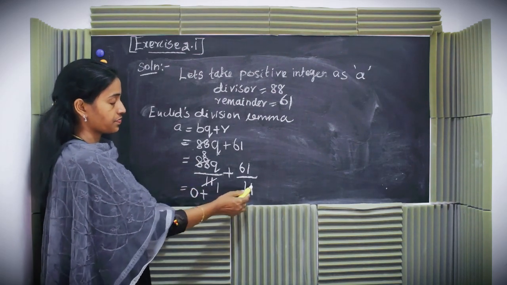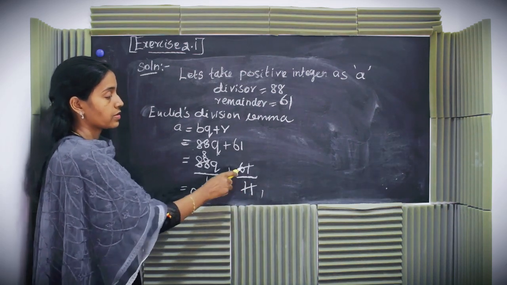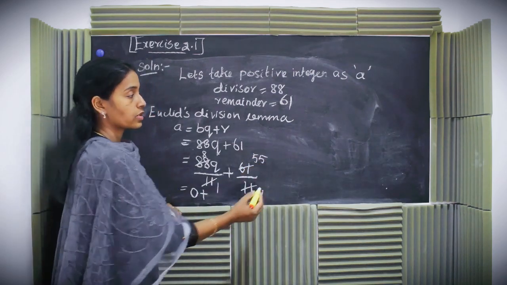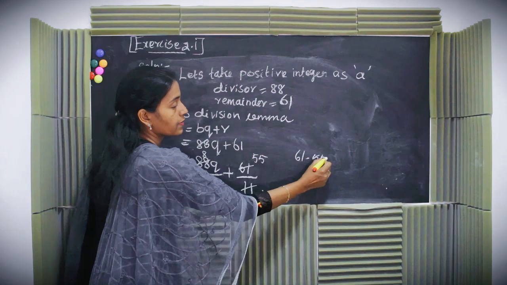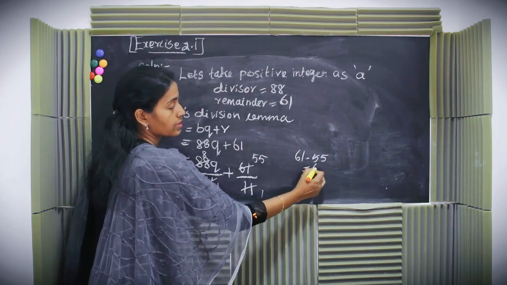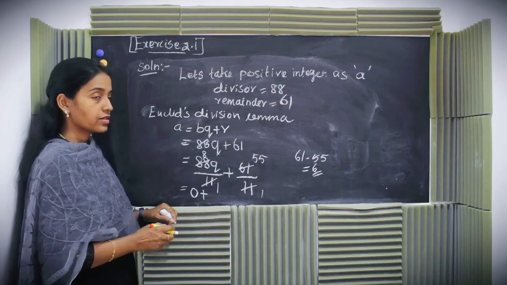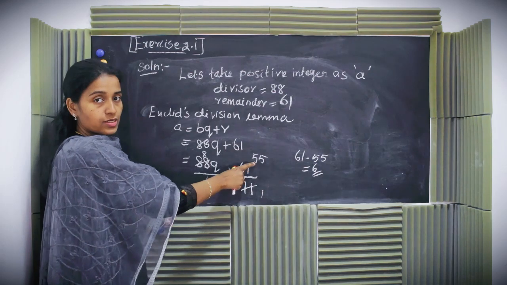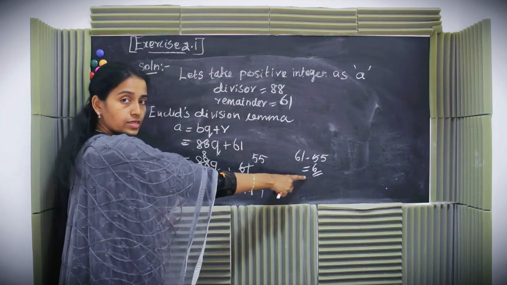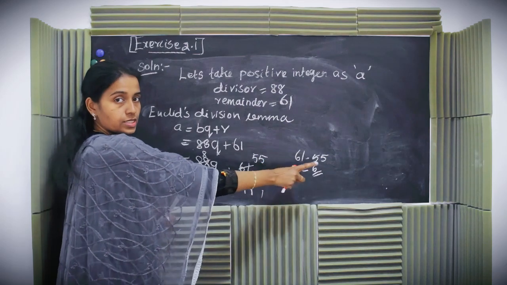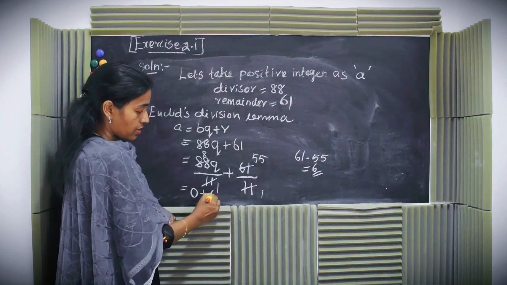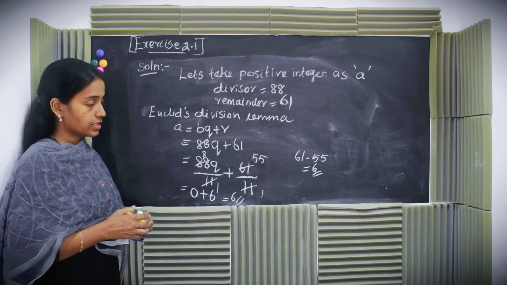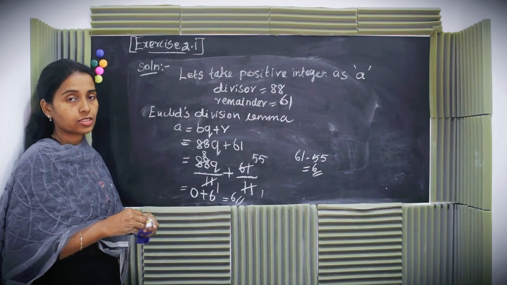Okay, then 11 is 11, 5 into 11 is 55, right? Here we have 61. 61 minus 55 is 6. This is the remainder, right? We are considering only the remainder. Here we have quotient as 5 and the remainder is 6. So I am considering this remainder only. So 0 plus 6, 6. This is the answer for this 9th question.